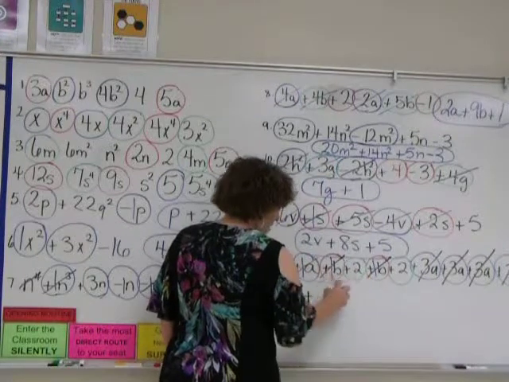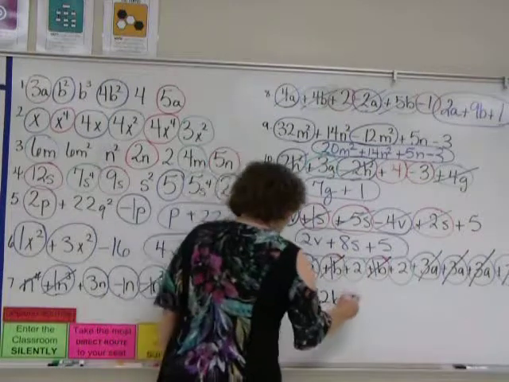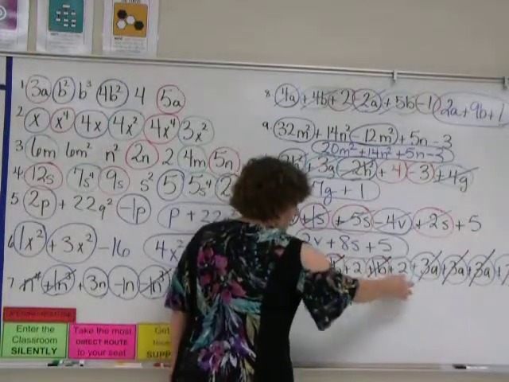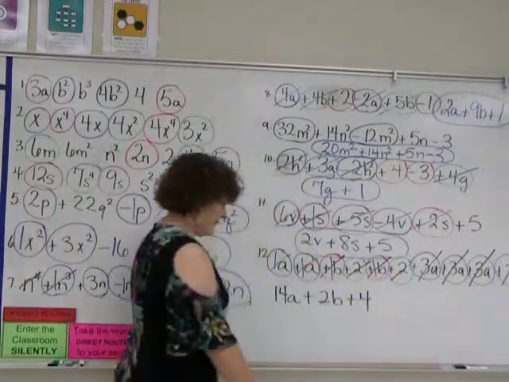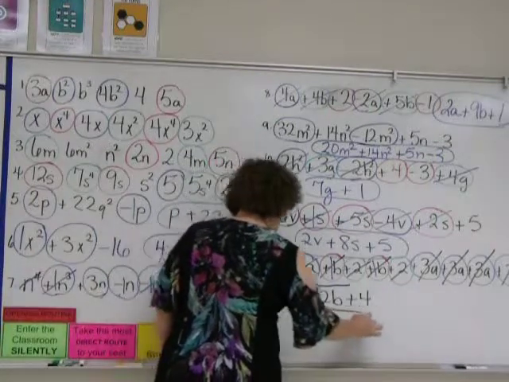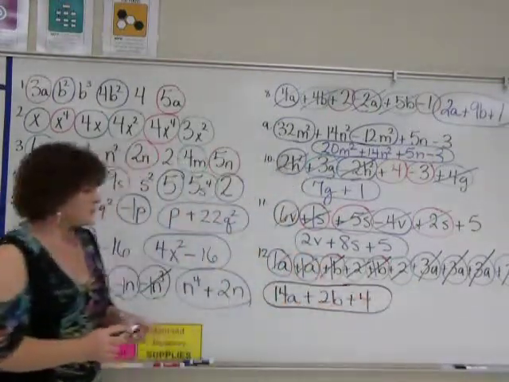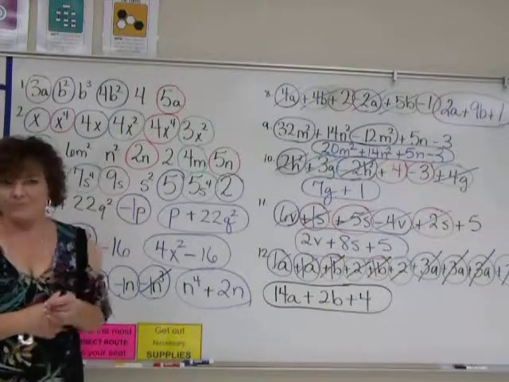Now our b's, we had 1b, 2b's. Adding them, 1 plus 1, 2b's. Then we had 2 plus 2 is 4 for our whole numbers. So this is the answer to number 12. Any questions about that?